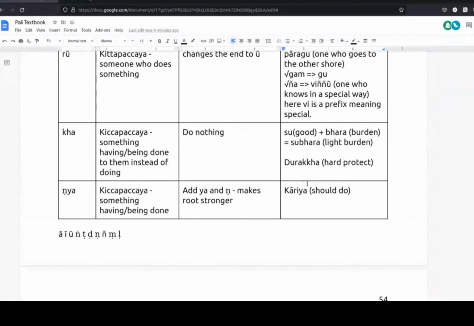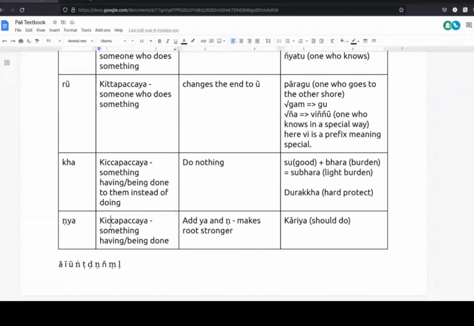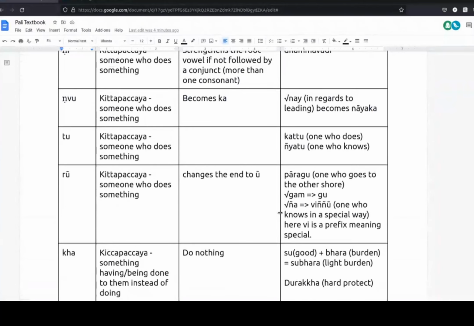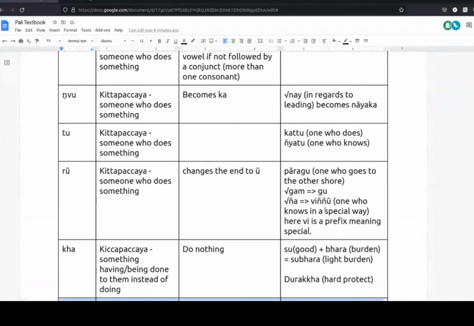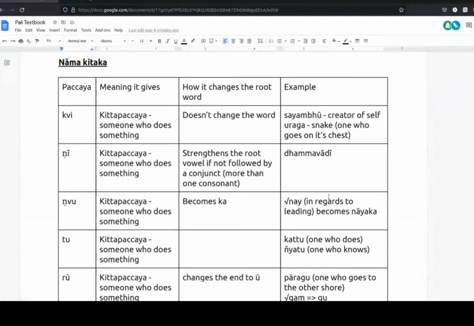I'm not going to find it. I think it might be this one. No. Oh, well, there's probably a rule here. I don't know. Anyway, it's one of these somewhere.